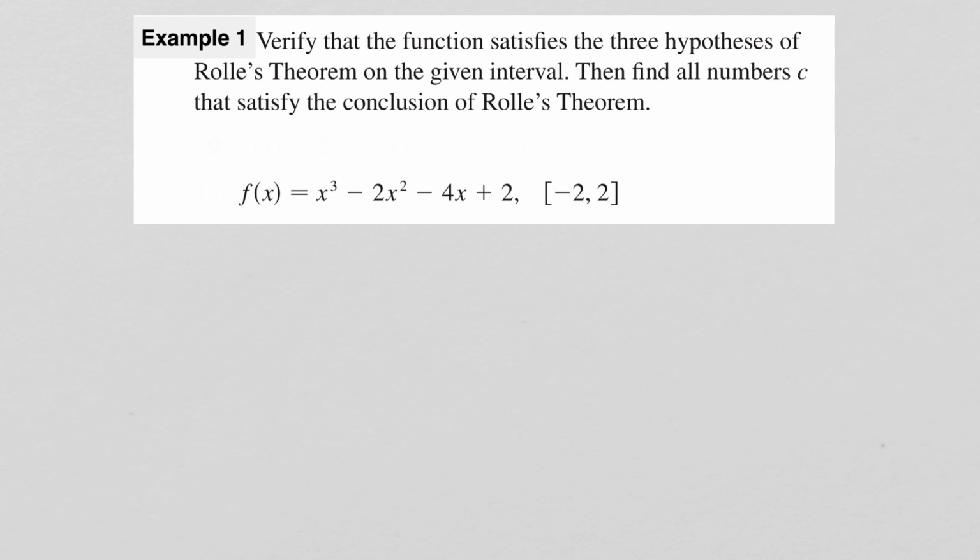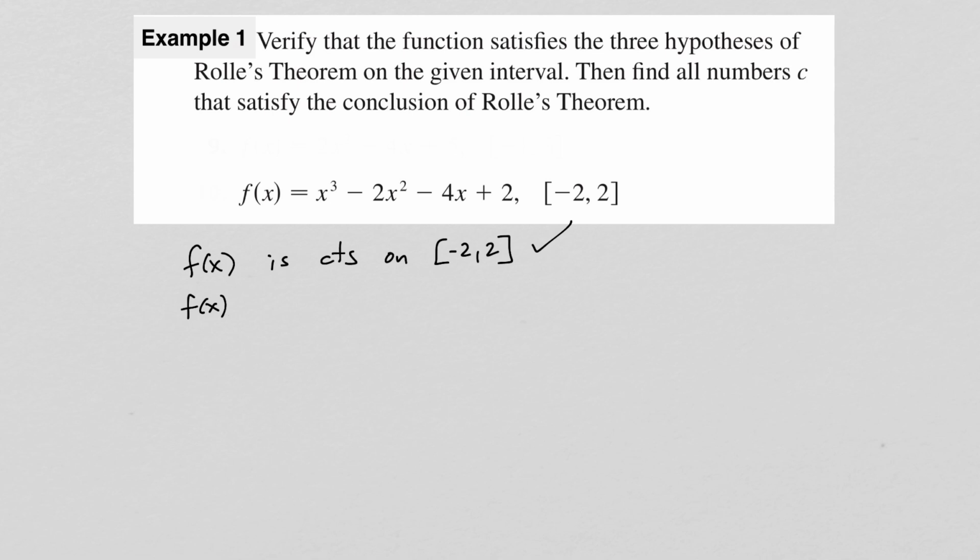Here we want to verify that the function satisfies the three hypotheses of Rolle's theorem on the given interval. Then we want to find all numbers c that satisfy the conclusion of Rolle's theorem. So first, let's just note that f of x is a polynomial function. So f of x is continuous on the interval from -2 to +2. Yes, this is true because polynomial functions are continuous everywhere.